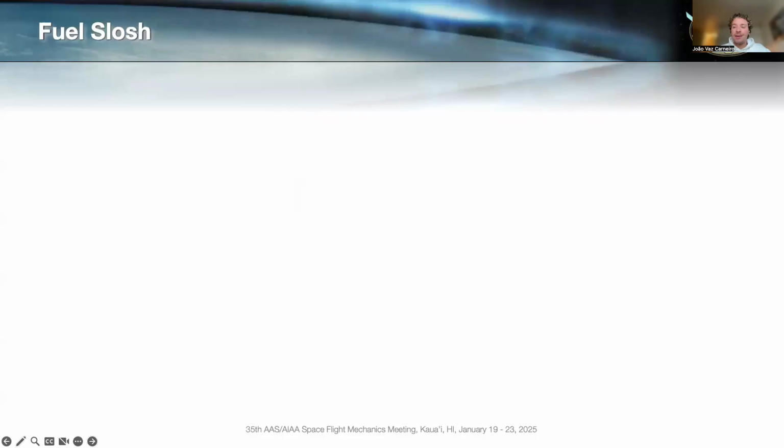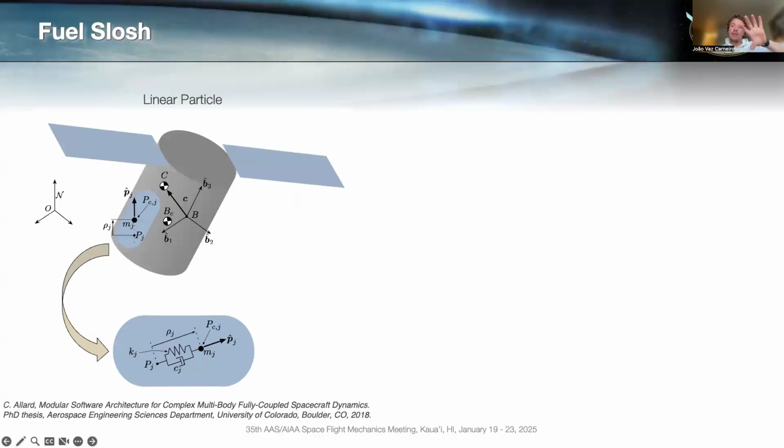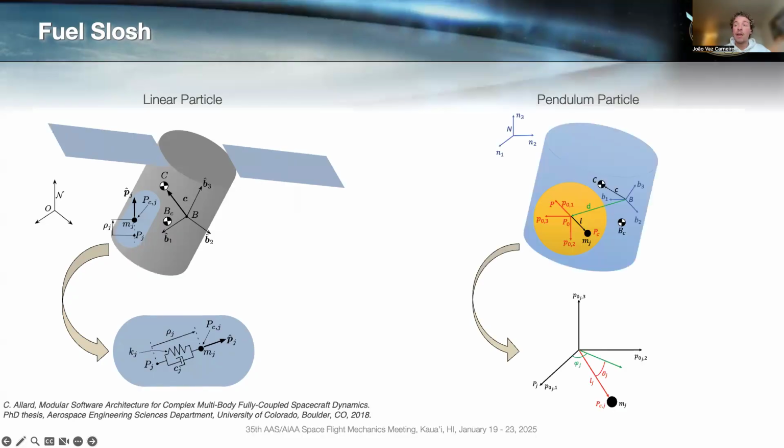All right, another contribution has been fuel slosh. So we have a linear spring mass damper approximation for fuel slosh, and then a pendulum particle, which also has a damper. These two are crude approximations of fuel slosh. Fuel slosh is a very complex behavior, but these are appropriate approximations. The linear particle more so for when the spacecraft is under constant thrust or constant acceleration, and the pendulum particle more so for rotational accelerations.